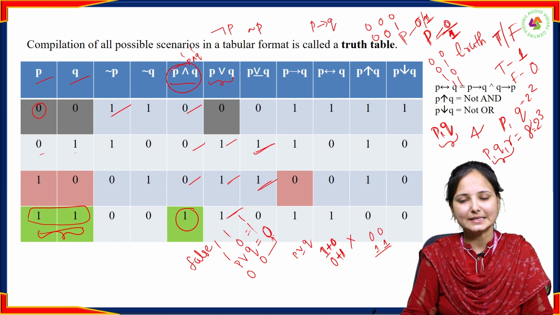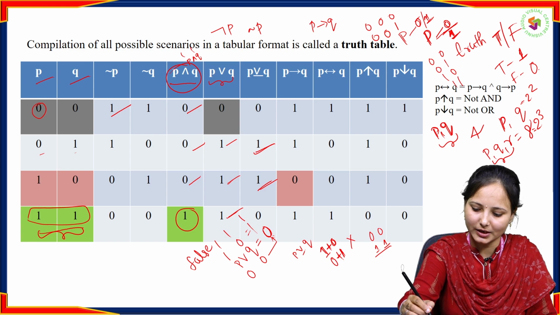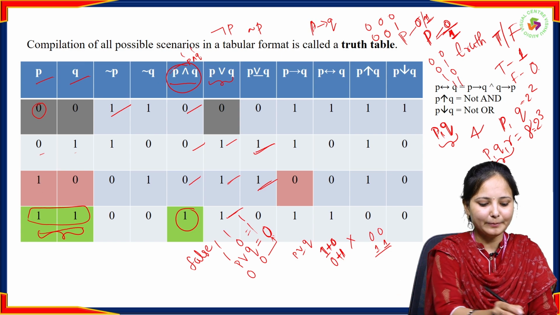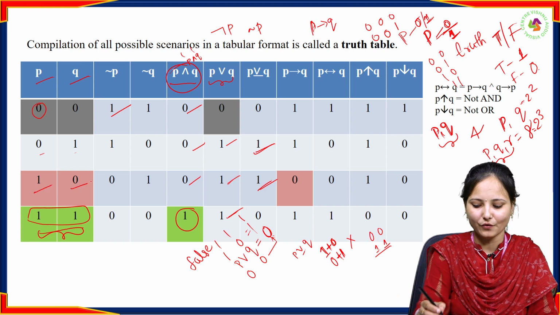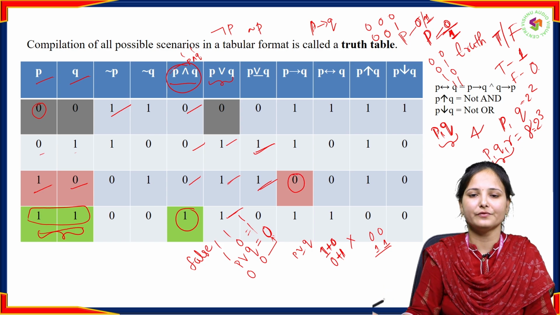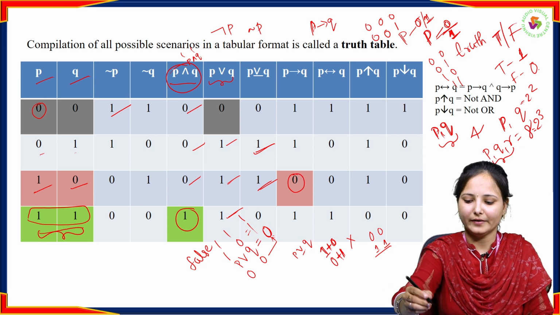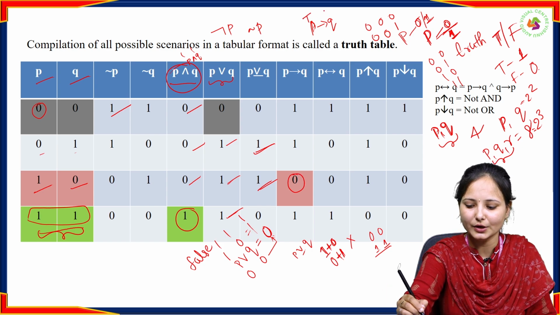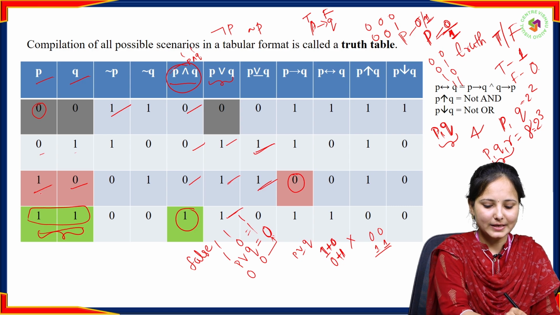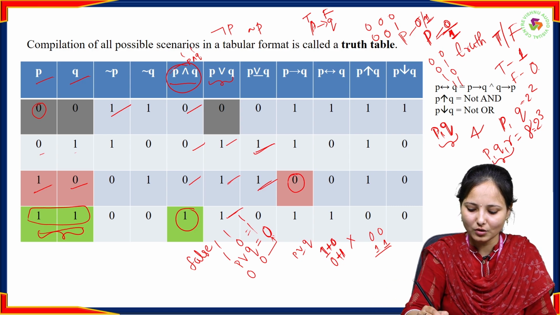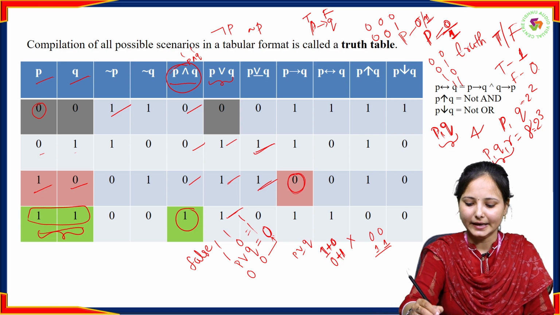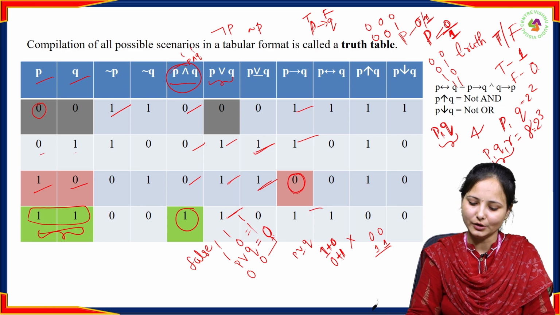Next one is implication. Implication is also known as conditional. In conditional, whenever P is true and Q is false, then only the condition will become false. Whenever P is true and Q is false, then only the whole combination will become false. In remaining all cases, it will be true.